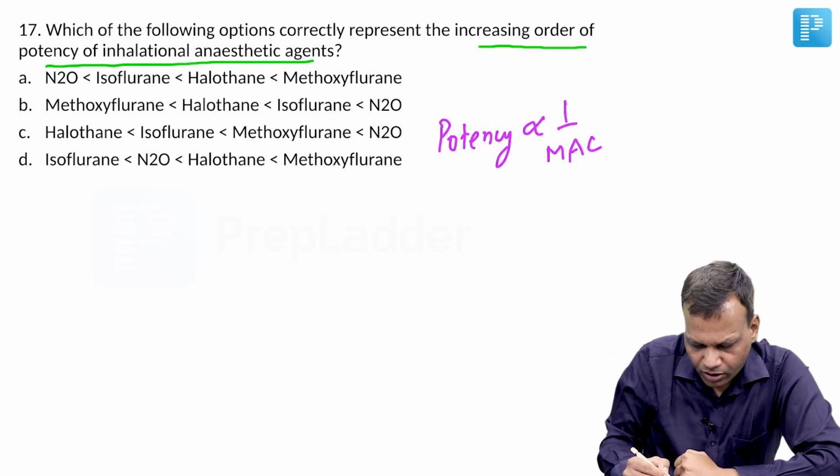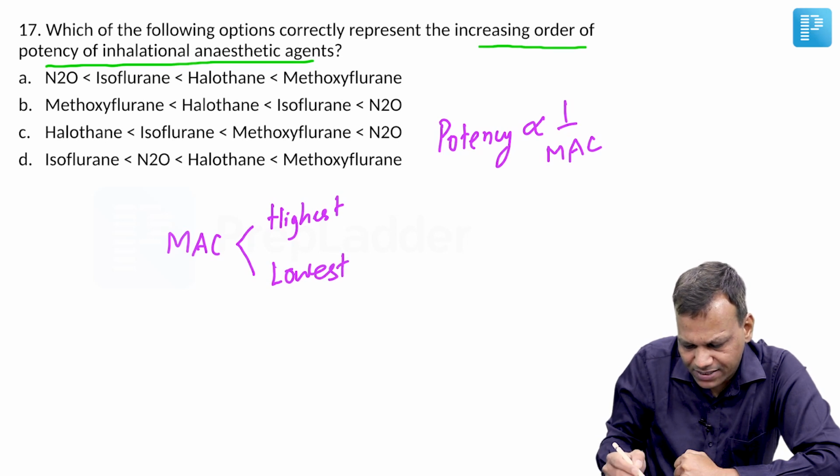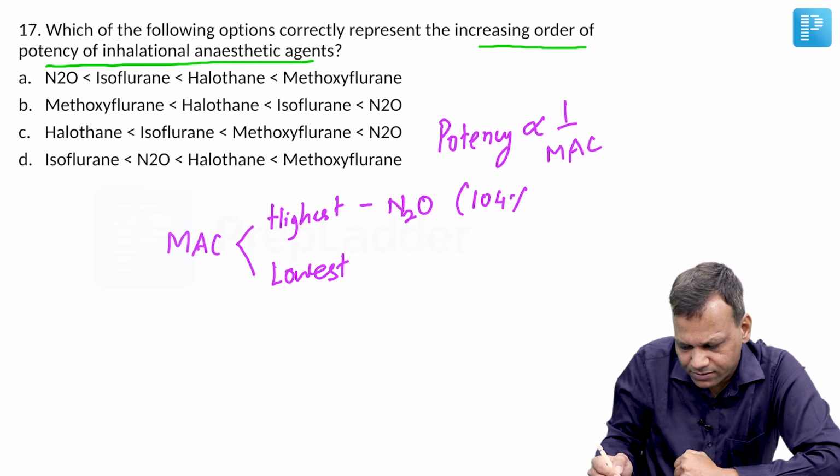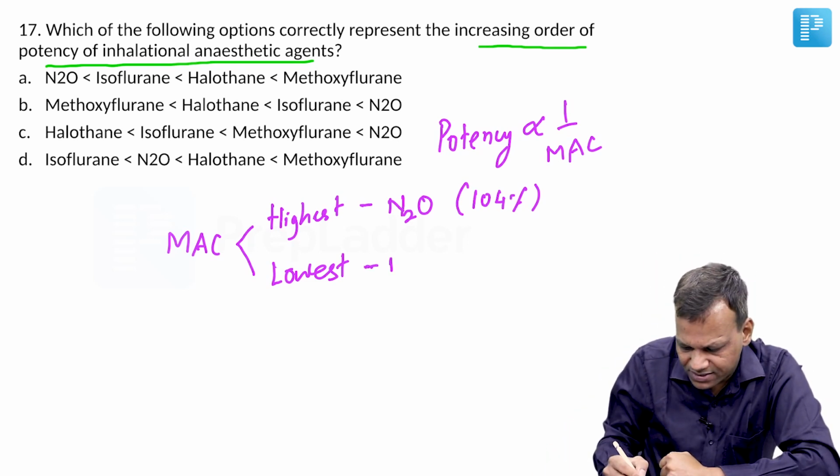And we can recall which drug has highest MAC, which has lowest MAC. Highest MAC is seen with nitrous oxide. It is around 104%. That means even 100% cannot produce anesthesia. Whereas lowest MAC is seen with methoxyflurane.